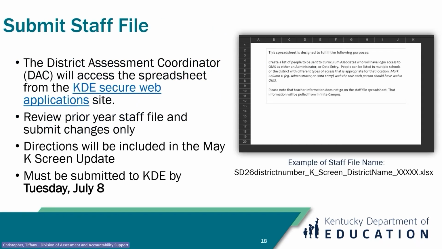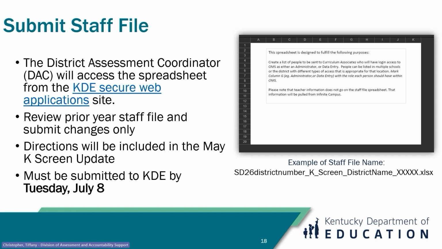Let's move on to the staff file. The DAC will access the spreadsheet from the KDE Secure Web Application site. They'll choose Student Data Detail, and the staff file is included in one zip file labeled SD26 with the district number, as seen here. If you are unable to access the KDE Secure Applications site, check with your WAPOC and/or the KDE Help Desk. The KDE Help Desk can be reached at 502-564-2002.